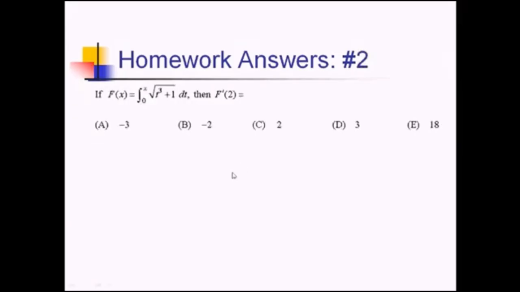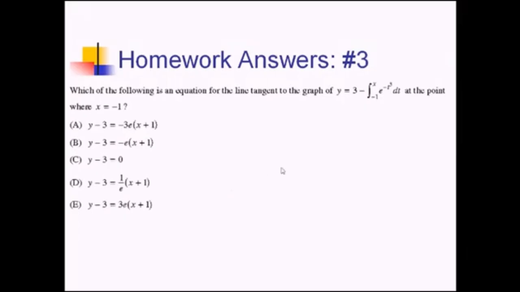For number 2, we're given big F of x equals the integral from 0 to x of square root of t cubed plus 1, and we want to find big F prime of 2. So using our fundamental theorem, big F prime of x on this one, since we just have x here, is just going to be the square root of x cubed plus 1. I mean, we have an invisible times 1, but we don't need to write it. But now we want to plug 2 into this. So that's going to be the square root of 9, which is 3. Choice D.